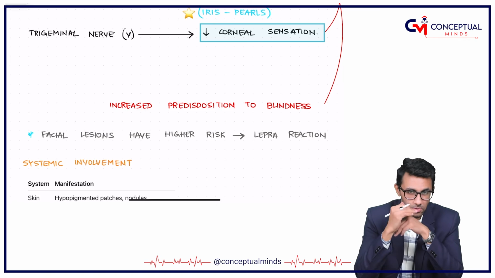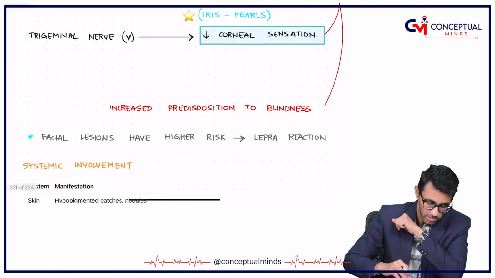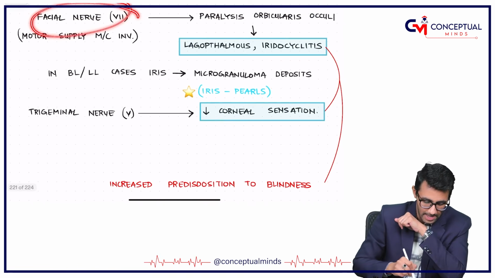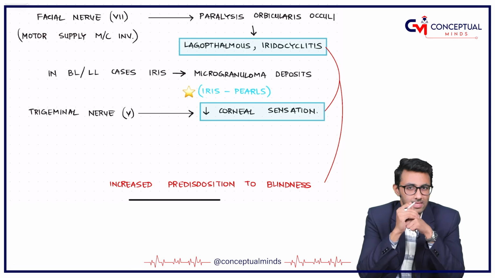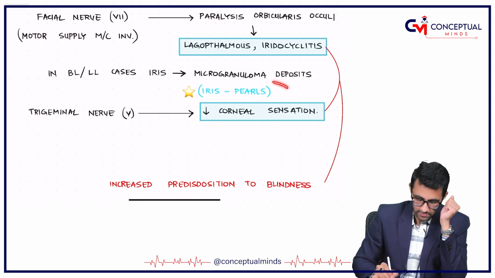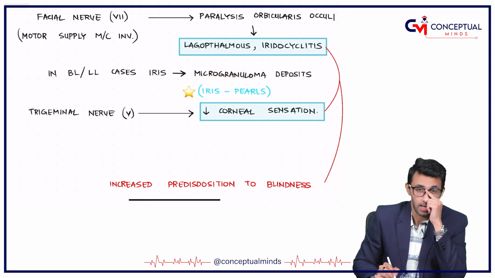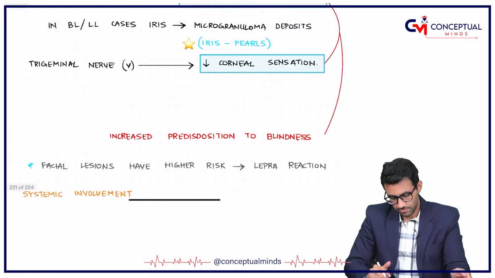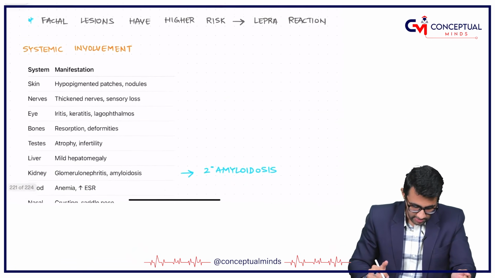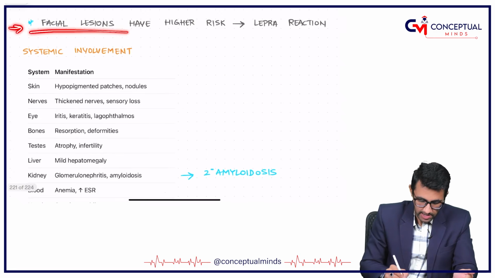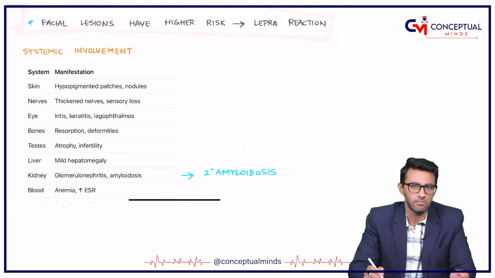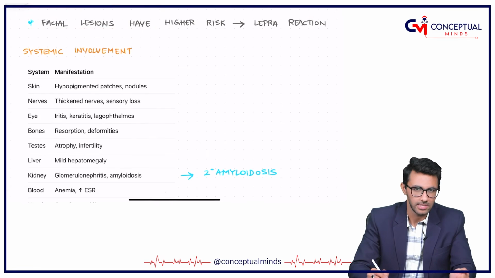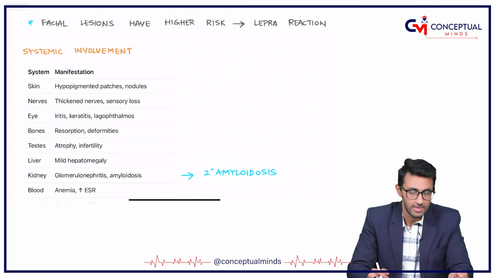Yes, he is progressing towards blindness because of involvement of these two nerves at the same time. Okay, I hope you get this concept very clearly. This point is also very important, about the iris pearls which are there. The facial lesions have a very high risk of Leprae reactions. We'll read about Leprae reactions a lot, but this is just one point we have to remember about the facial lesions. Yes, Leprae reaction type 1 or type 2. We'll see which lesion goes in which.